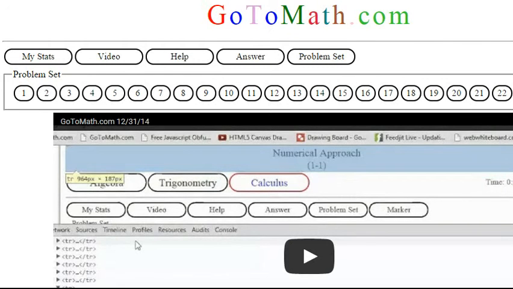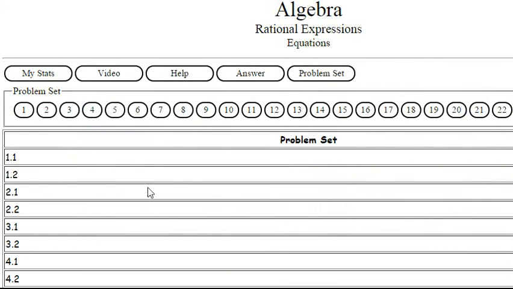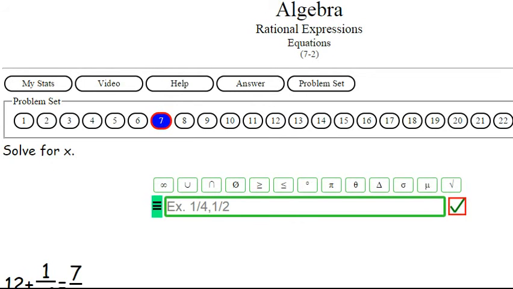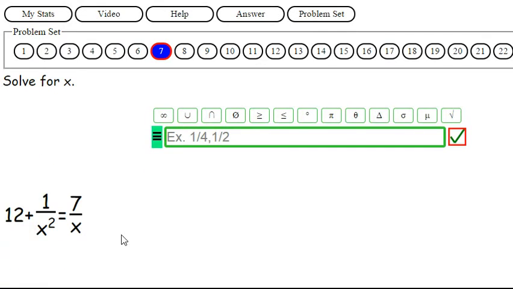Okay, we're over at GoToMath.com. Click on the algebra. Let's go down to equations. We're looking at 7.2.